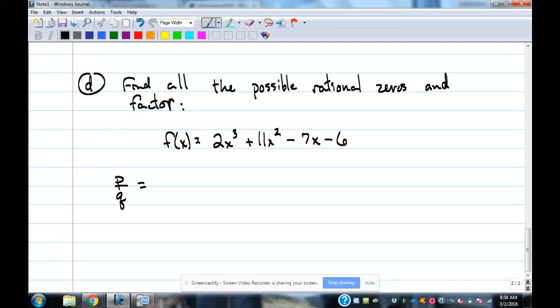Okay? Now, P over Q means the factors of the constant on top. So this is P, this is Q, okay? The constant is on top. So the factors of 6. What are the factors of 6?